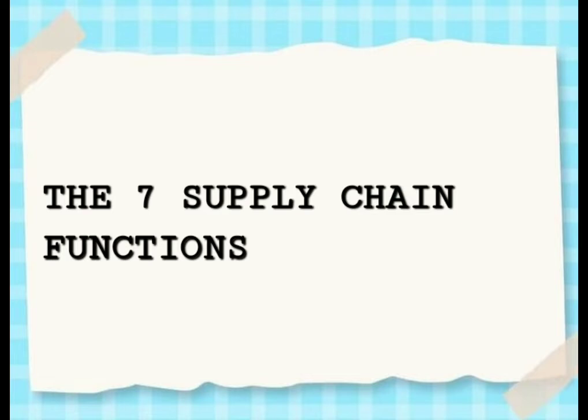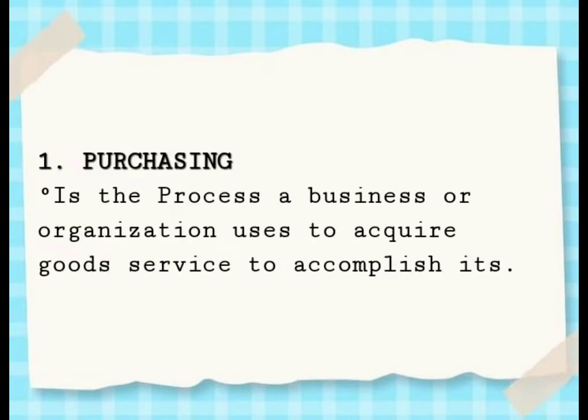So for today, I am going to discuss the seven supply chain functions. To begin, first things first, we have purchasing. Purchasing is the process a business or organization uses to acquire goods and services to accomplish its goals. What do we mean by purchasing? Purchasing is to obtain by paying money or equivalent.